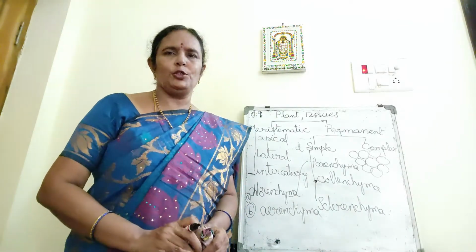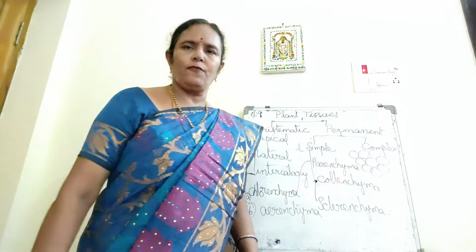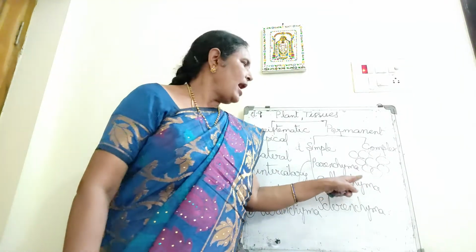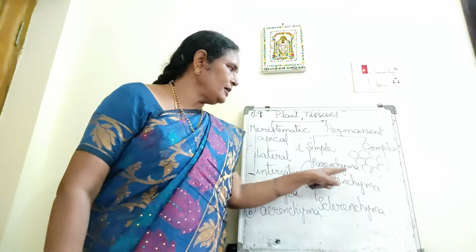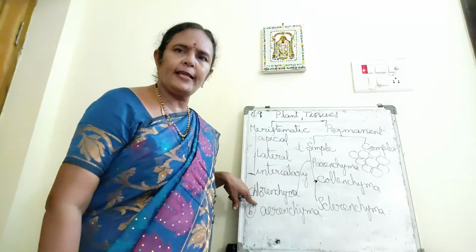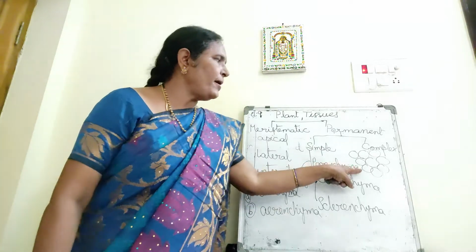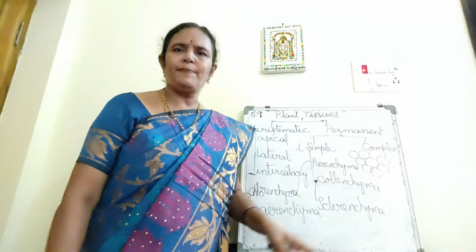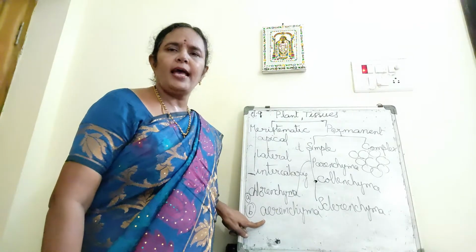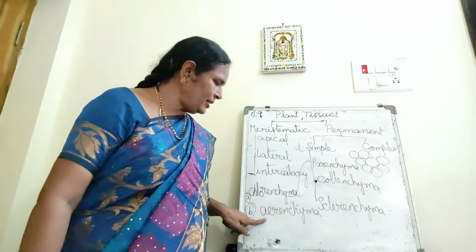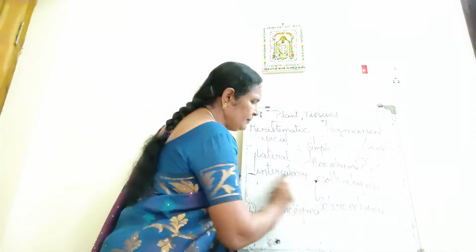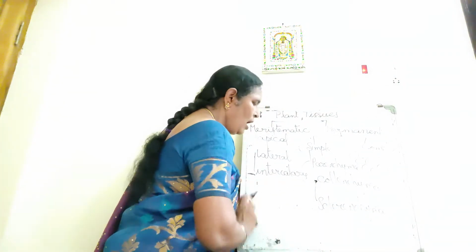Parenchyma is the ground tissue with spherical or oval cells with intercellular spaces. If chloroplasts are present, it is called chlorenchyma, present in the green parts of the plant. And parenchyma tissue with large intercellular spaces is present in the aquatic plants, which helps the plant to float on the water. They are called aerenchyma. That is about parenchyma. Next one, collenchyma.